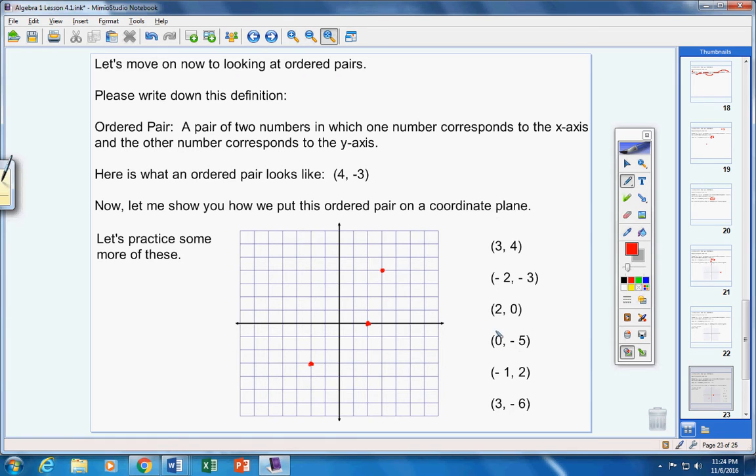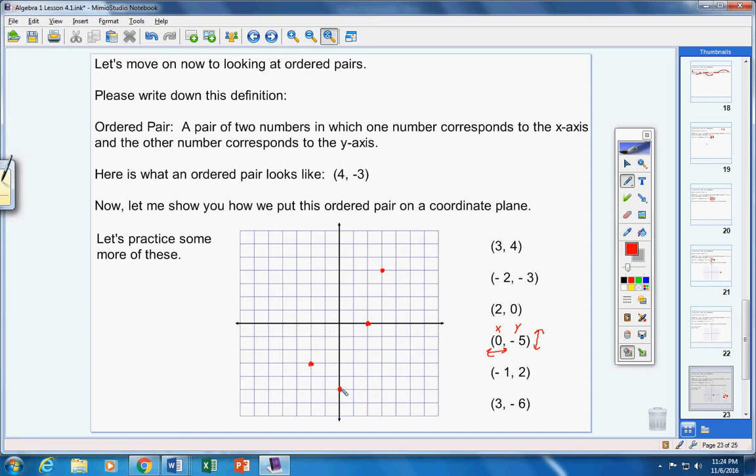0, negative 5. This is your x. This is your y. This is your left-right number. This is your up-down number. So I start at the origin, and how far did I go to the left? 0. How far do I go to the right? 0. So I stay right here, and then I go down how many? Negative 5. 1, 2, 3, 4, 5.